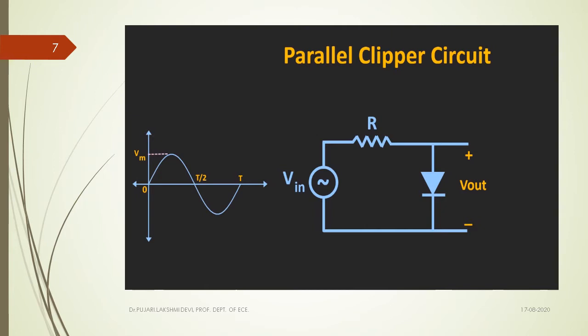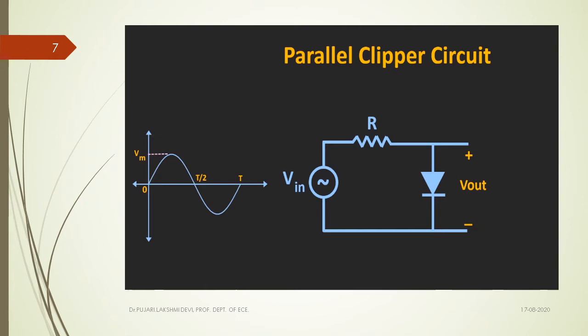In the parallel clipper circuit, the load RL is connected parallel to the diode. We give a sinusoidal input to this parallel clipper circuit. We observe how the diode functions during the positive half cycle and what happens to it during the negative half cycle, and then we can plot the output waveform. Let us see the positive half cycle first. During the positive half cycle, the anode becomes positive and the cathode becomes negative.